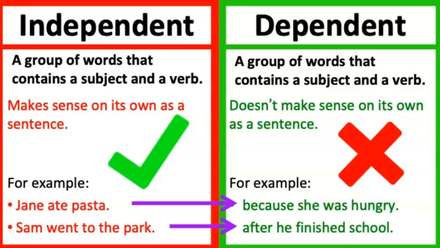And dependent clause is a group of words that contains subject and a verb. And it doesn't make sense on its own as a sentence. For example, because she was hungry after she finished school.